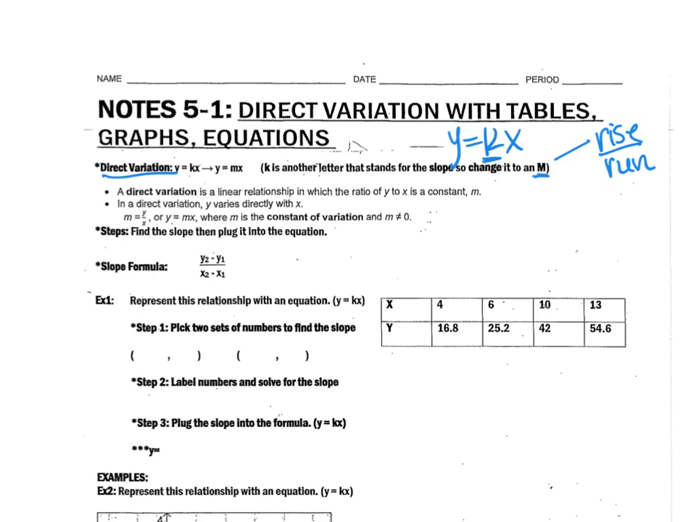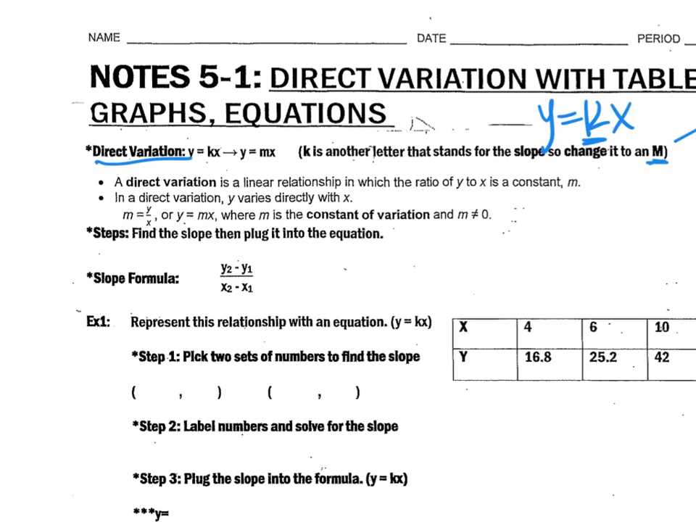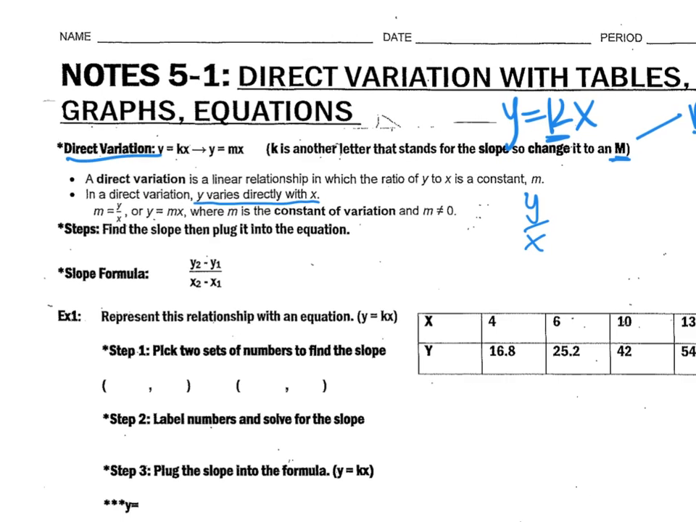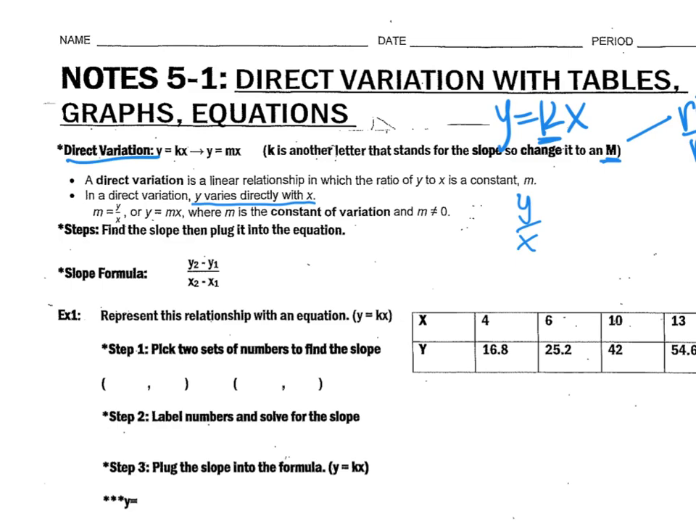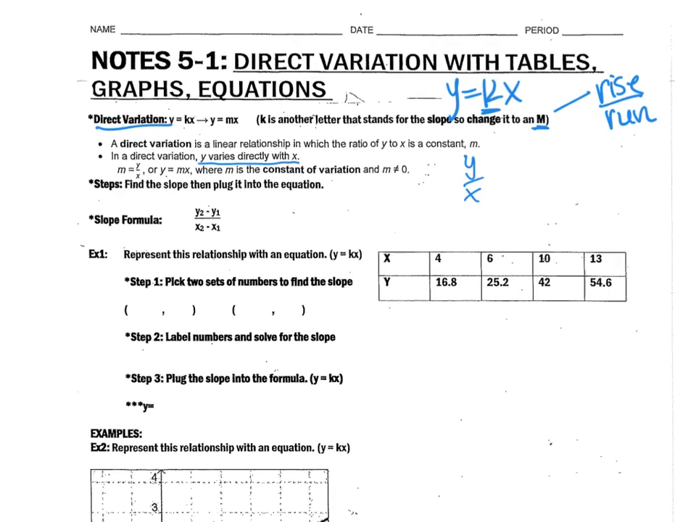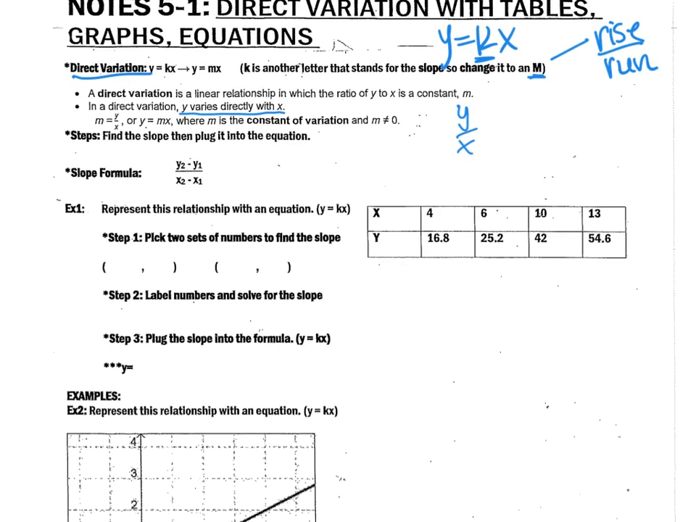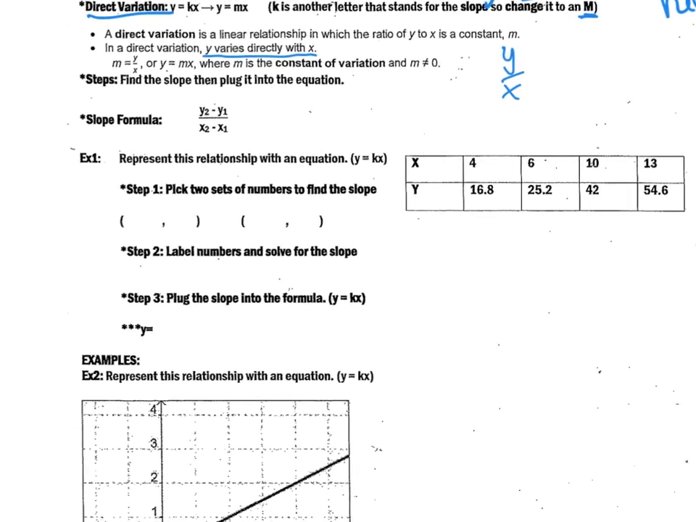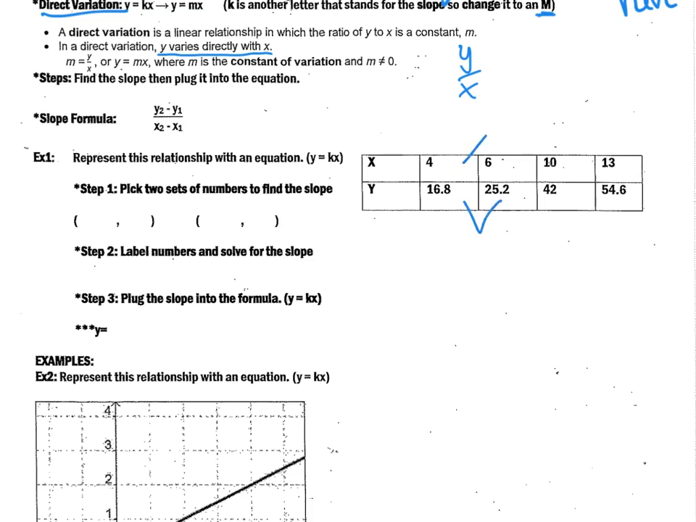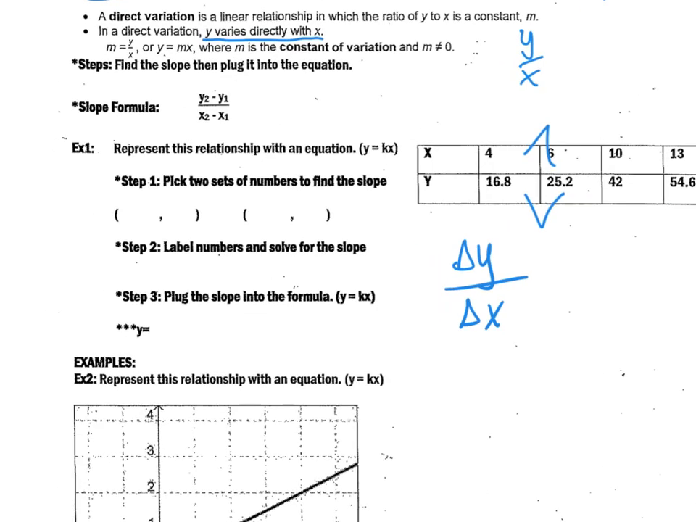So a direct variation is a linear relationship in which the ratio of y to x is constant, or m. In a direct variation, y varies directly with x, so same thing, y over x. And there is no b value, so there's no y-intercept. So to do this, same thing, just like you would do finding slope. If we want to find the direct variation in this table they give us, this example 1, we're going to find our change in y over the change in x, okay?